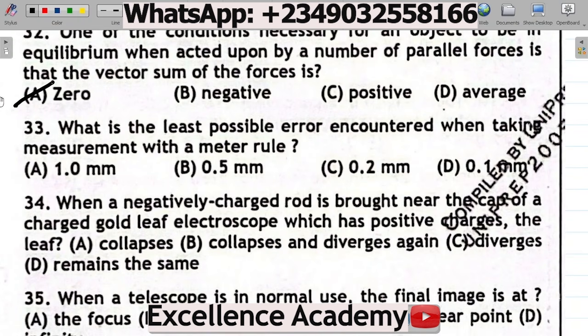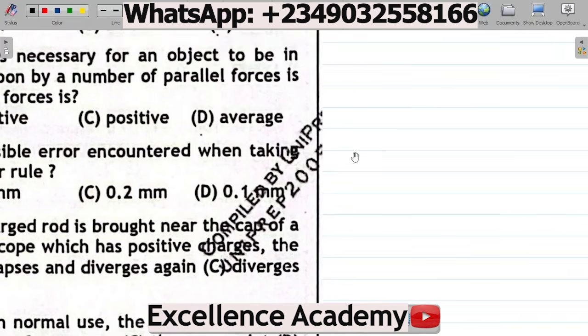Next up, question number 33. 33 says, what is the least possible error encountered when taking measurements with a meter rule? A, 1.0 millimeters. B, 0.5 millimeter. C, 0.2 millimeter. D, 0.1 millimeter. Now, for this question, you want to note that the smallest division of a meter rule is 1 millimeter. That is the smallest division. And if you look at that, we can say that the least possible error should be equal to half the smallest division.